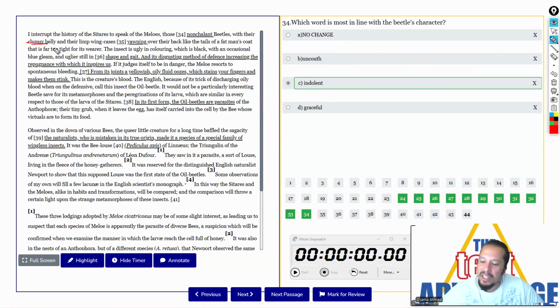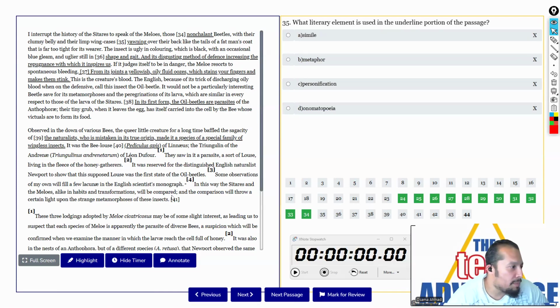He has a clumsy belly. Everywhere he walks, limp and wing cases. So you can see how he's described here. And also the insect is ugly. I like beetles. I don't know what this guy's problem is, but that's how it's described. Let's go to question number 35.